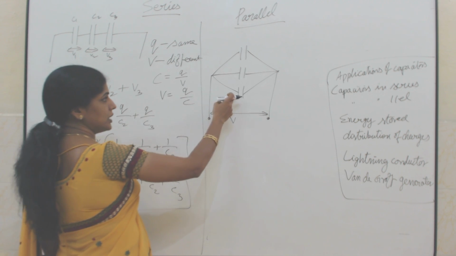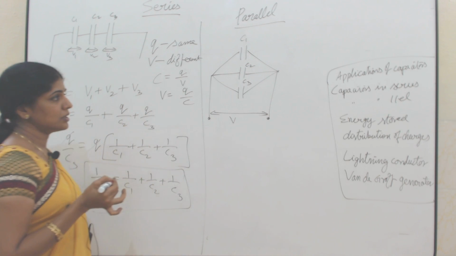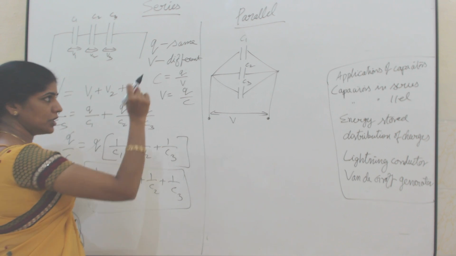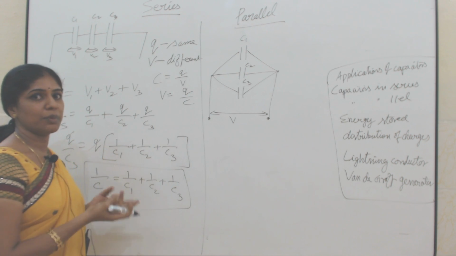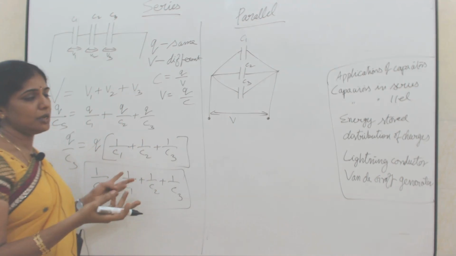Now, let C1, C2 and C3 be three capacitors which are connected to the two terminals such that the potential difference across each capacitor remains the same. Then this type of connection, I can say, is connected in parallel.